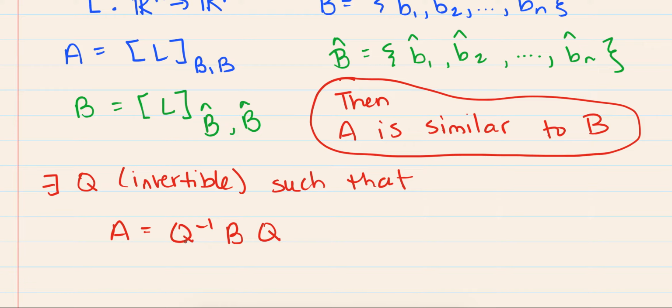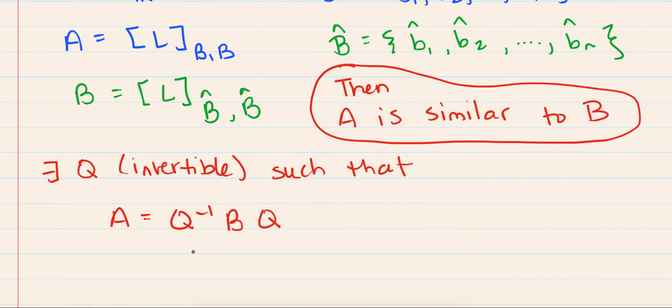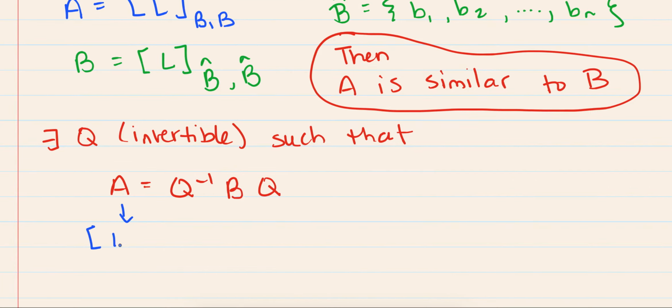Now what do you think this matrix Q is? Well, A is this linear transformation from B to B, and this matrix B is equal to this linear transformation where we're taking the basis B hat into B hat. Q is our change of basis matrix. So maybe we can put that one in red.